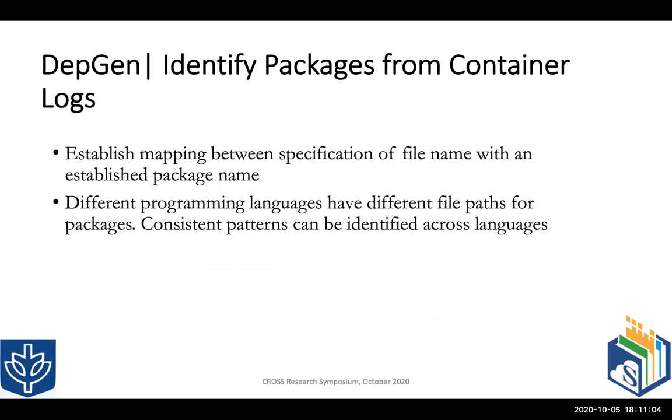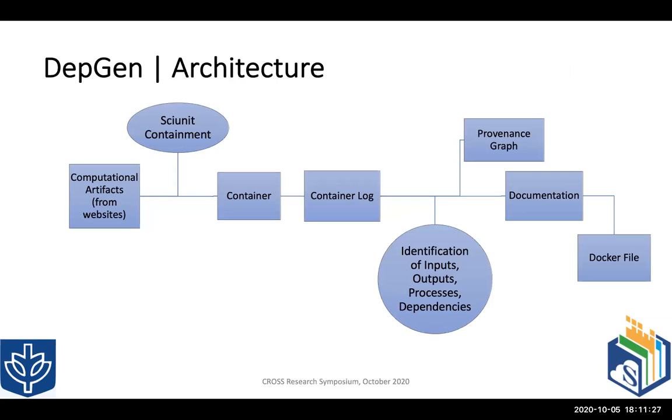Now, it turns out that this is not a very easy problem to solve. Different programming languages have different file paths for packages, and they have different mechanisms also of accessing the files. What applies for Java does not apply for Python. But what we have been able to find are consistent patterns that can be identified across languages. So that is essentially the function of DepGen.